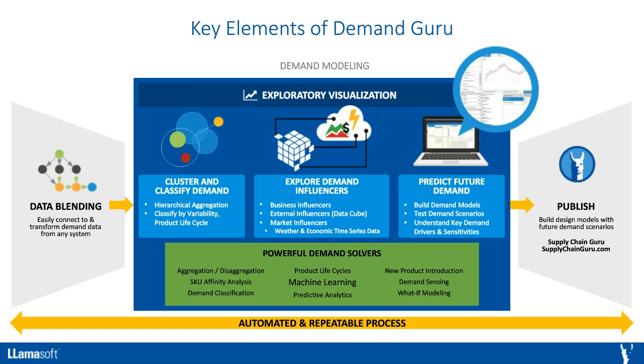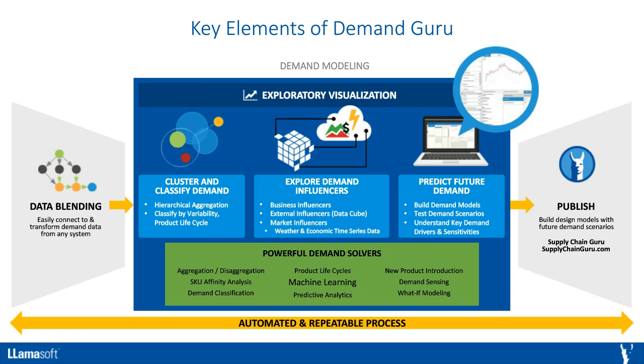In the middle, we have the demand modeling section where I can go and classify my demand by variability, product lifecycle, or intermittency. I can then explore demand influencers, be it my business influencers or market influencers, or if I want, I can go and connect directly to our data cube and pull in external factors like weather and economic data.